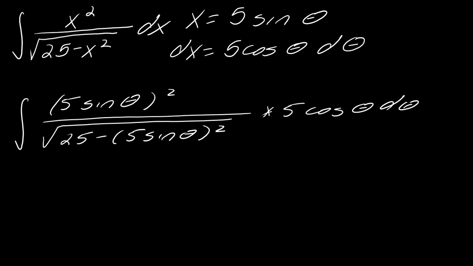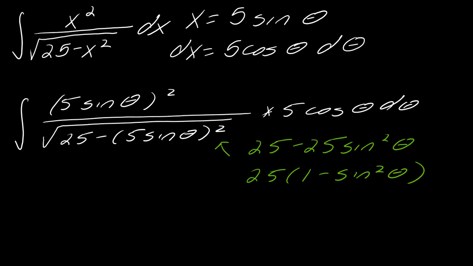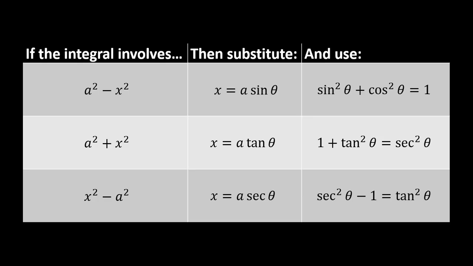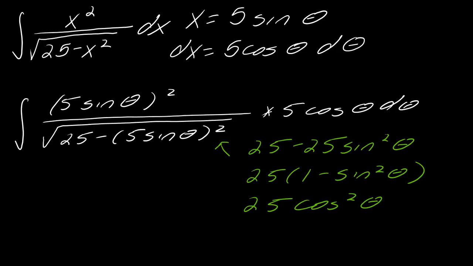Okay, cool. Now we can chug through this piece here. This becomes 25 minus 25 sine squared theta, and I can factor out the 25 to get 25 cosine squared theta. Remember, each of these substitutions typically has a specific trig identity that you want to use. In this case, I'm using that 1 minus sine squared equals cosine squared, so I just rearrange this trig identity here. Okay, then let me make some space.